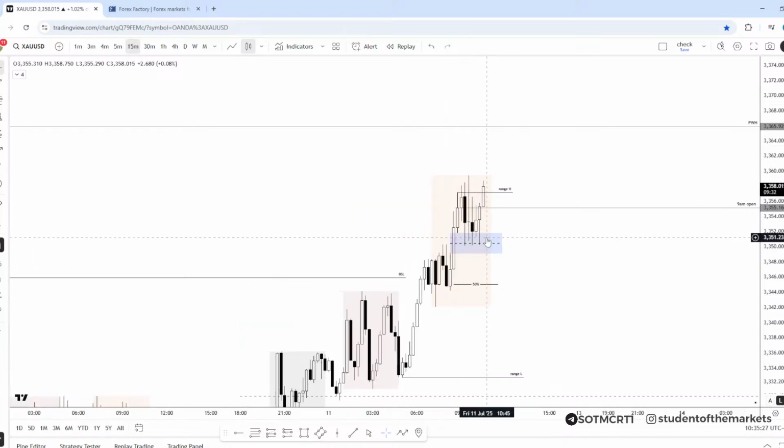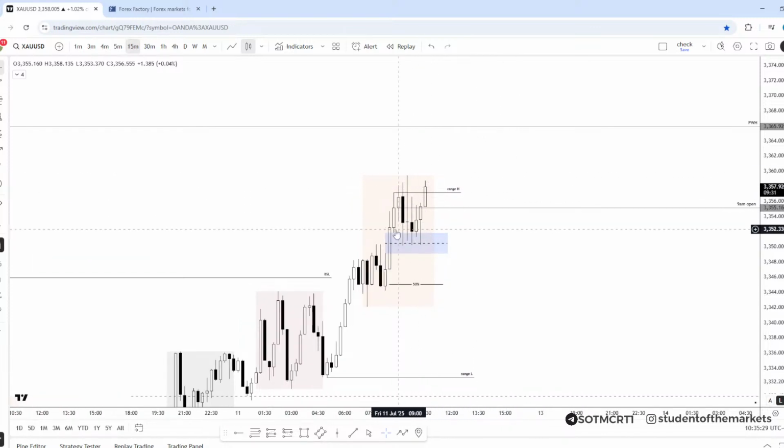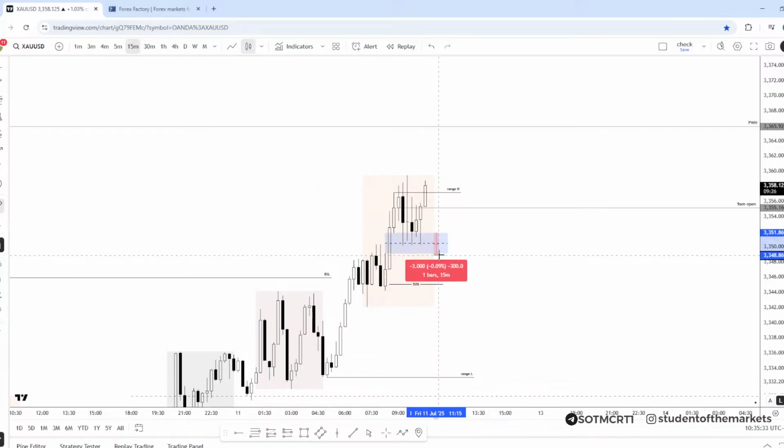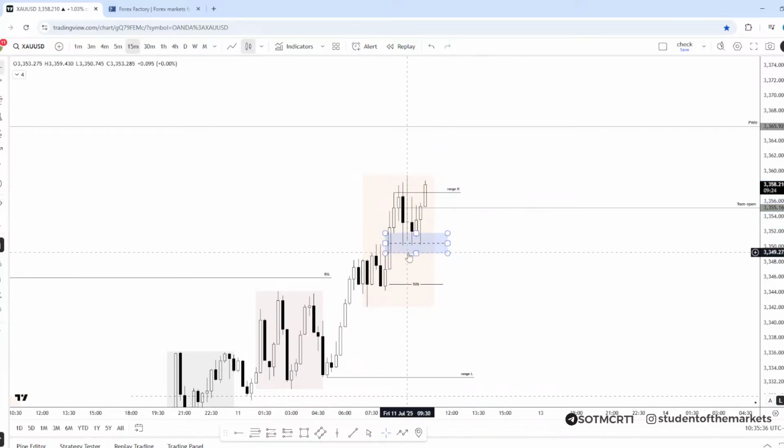All right, so let's see how this candle closes. That was kind of nice because price was respecting this fair value gap. As you can see, price did not go lower than the 50%. It just respected the 50% nicely.